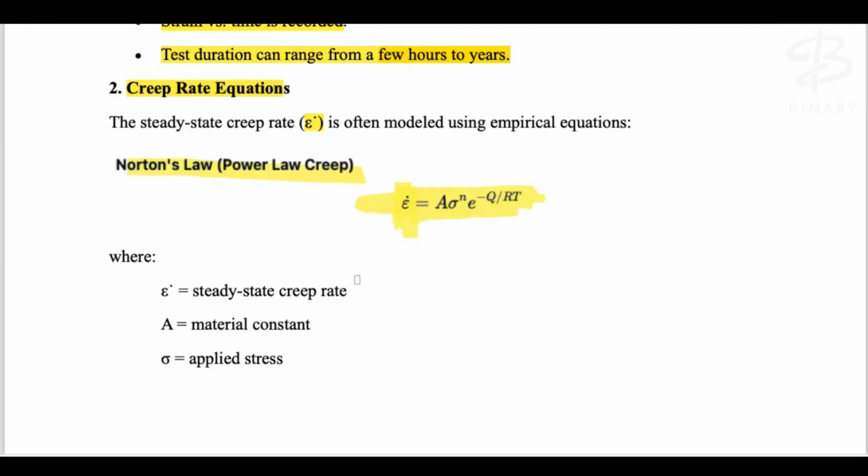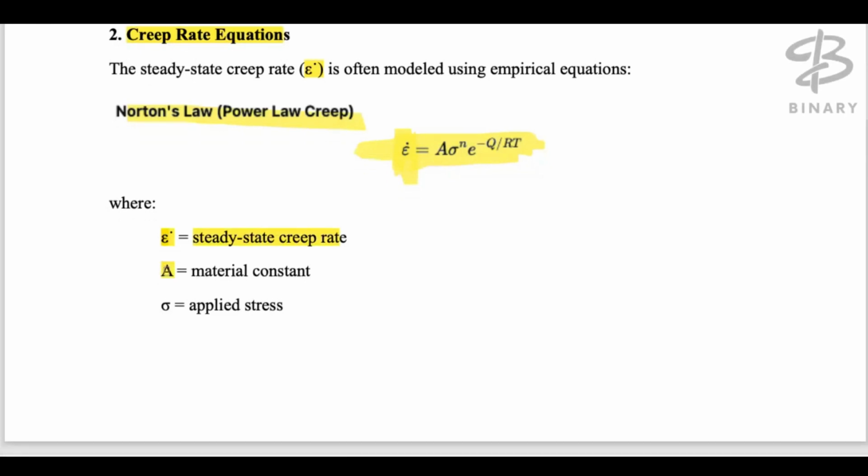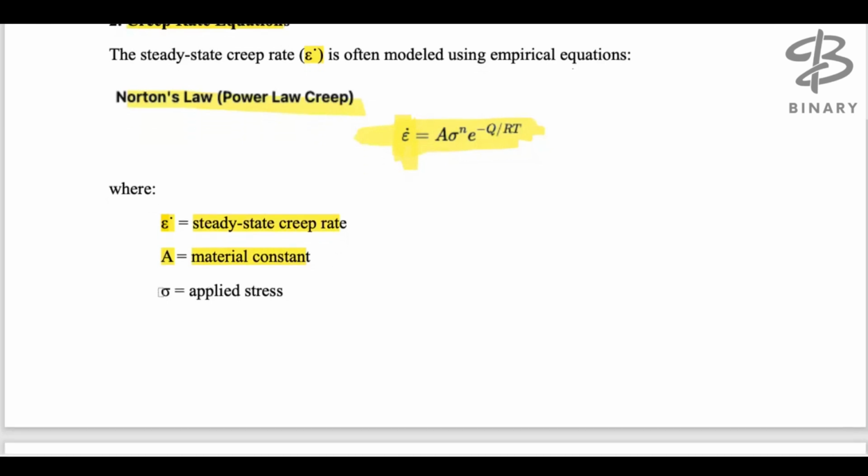And what is epsilon dot? Wherever you see a dot at the top, it means the rate. If you have seen m dot, it means the mass rate. So the steady state creep rate is indicated by epsilon dot. A is the material constant, and it depends on the material. Sigma is the applied stress, meaning you have applied a load, and due to that loading, the stress the material is having is known as the applied stress.